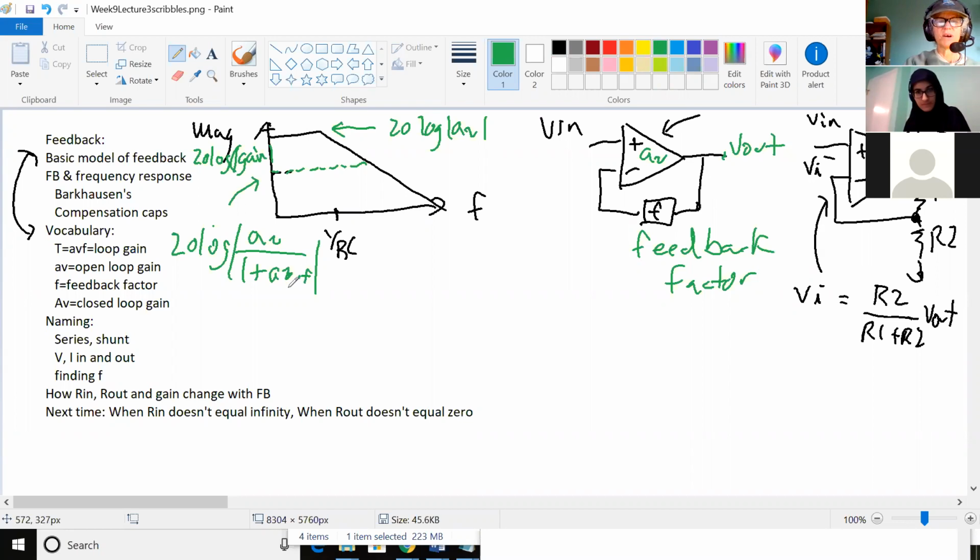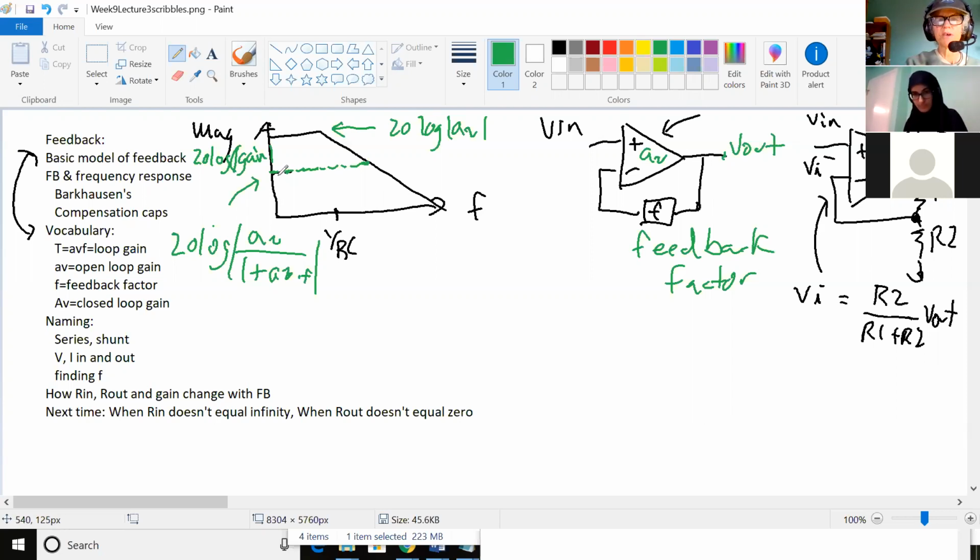Once you add feedback, your gain drops. But you can imagine, if your underlying amplifier can't go faster than a certain frequency, then there's no way when you add feedback that the amplifier will magically start to be able to work at a higher frequency. So your underlying op-amp has that limitation. It can only work up to a certain frequency.